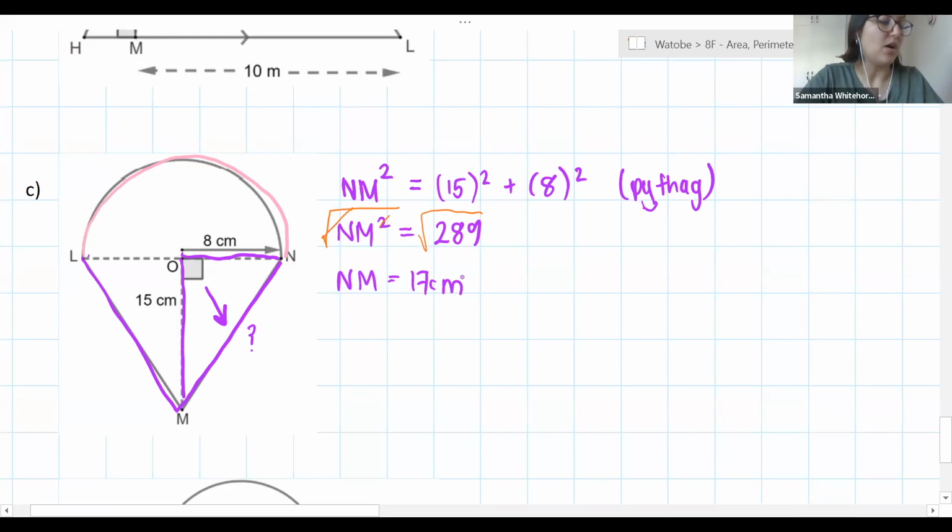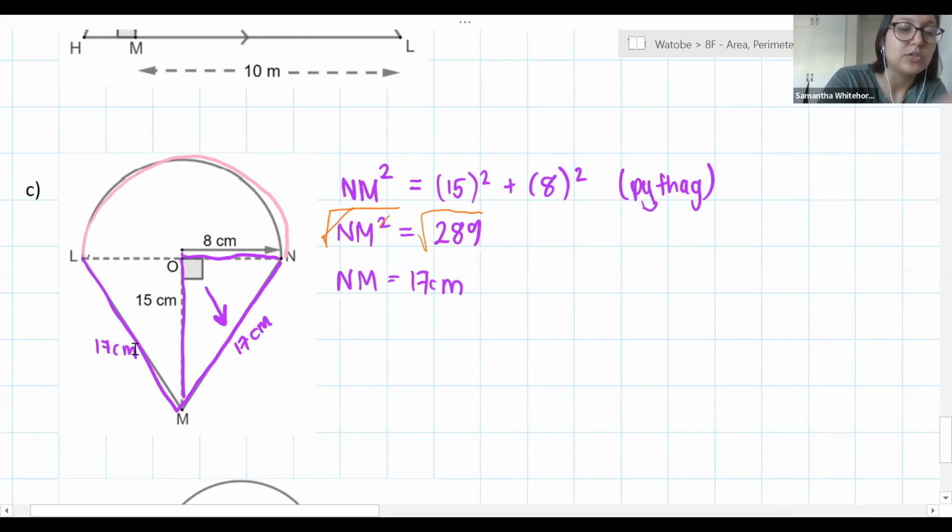Now, importantly, there are units to this answer. We were given centimeters, and so we have to have our units here. And so we now know that each of these lengths, MN and LM, are 17 centimeters. That's a good first step.